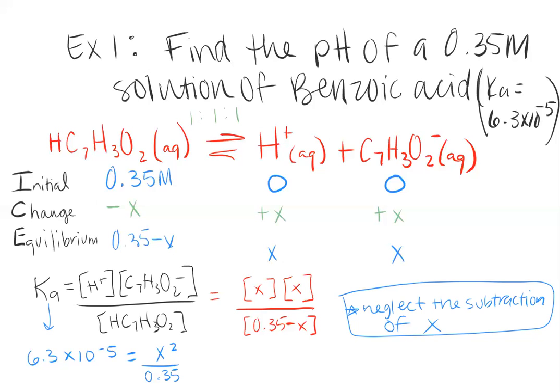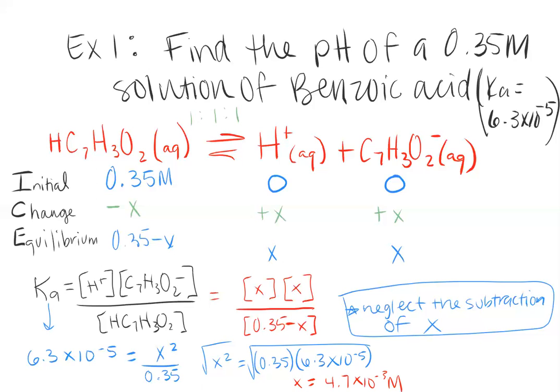Once we do that, we'll get something like, let's rewrite that for you. So we get X squared is equal to 0.35 times 6.3 times 10 to the negative fifth. So we're going to take the square roots of both sides. We get X is equal to 4.7 times 10 to the negative 3 molarity. Just remember, X was the change in concentration that we saw above.